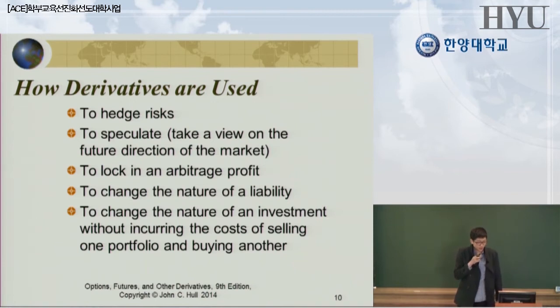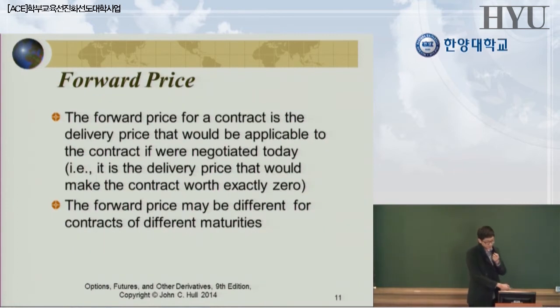And even some companies found out that they can use these derivatives to change their liabilities. For example, one company can change its liabilities from fixed rate liabilities to floating rate liabilities using swap agreements. That could be a good example. And let's see some basic instruments.